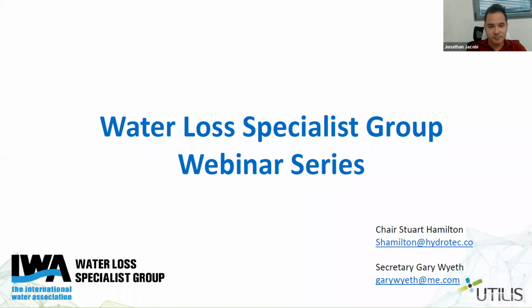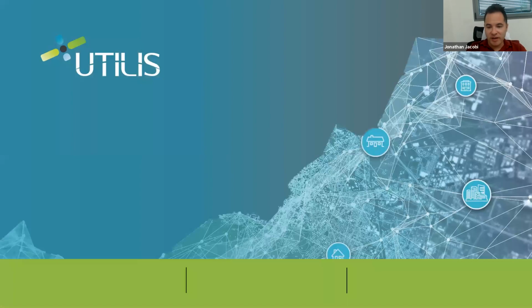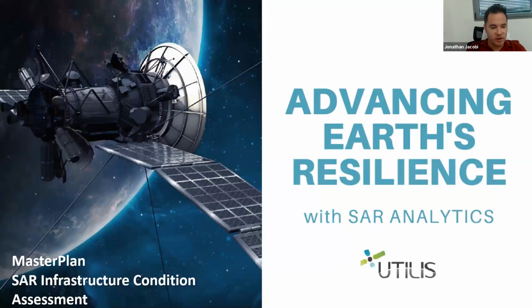So let's begin. Today we're going to talk about advancing Earth's resiliency with SAR Analytics. We're going to talk about the Utilis product called Masterplan, which is basically a synthetic aperture radar, or SAR, infrastructure condition assessment tool that will enable you to make smarter decisions. It will enable water utilities to invest in a better way, looking at the overall situation of their network.